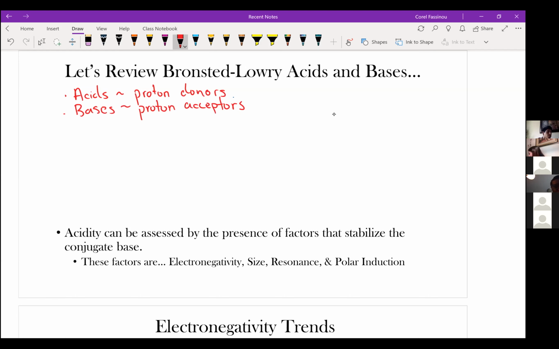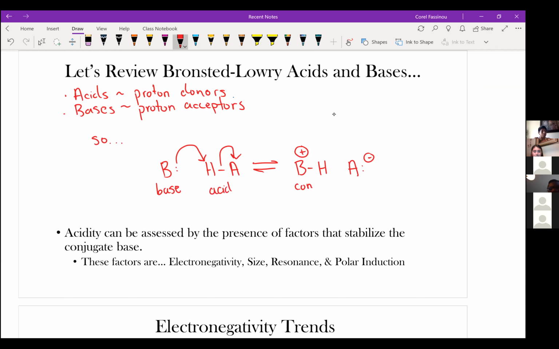And so in the general equation, you're going to have something like this, right? And that's going to happen. And then notice that I'm using my curved arrows to show where my electrons are flowing. And so we're going to have our base, we're going to have our acid, then we're going to have our conjugate acid, and then our conjugate base.